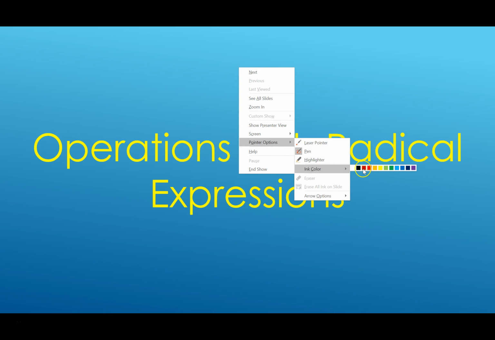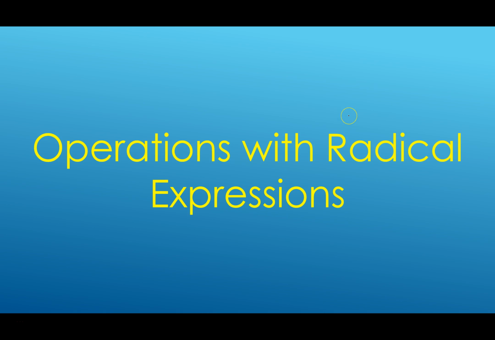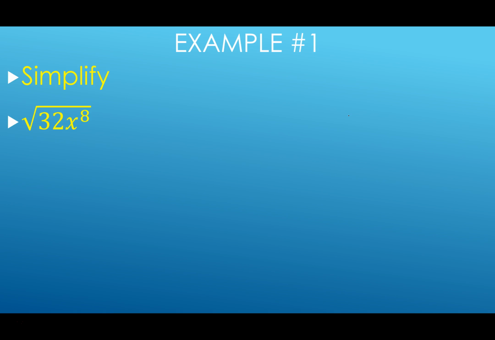Today we'll be discussing how to perform different operations with these radical expressions, from the basic idea of simplifying non-perfect radicals to more advanced concepts like adding radicals together, multiplying them, dividing them, things of that nature. So first off, we have the square root of 32x to the 8th.